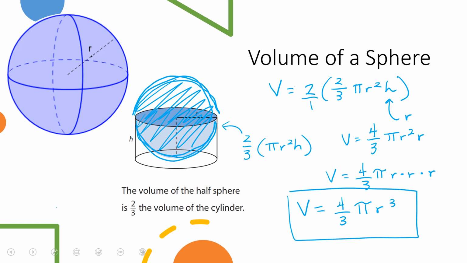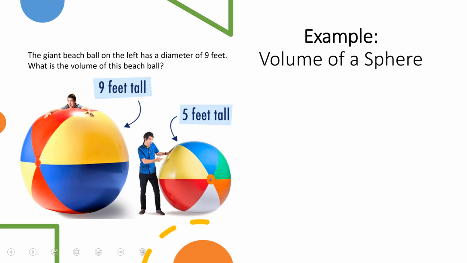All right, let's try an example problem. The giant beach ball on the left has a diameter of 9 feet. What is the volume of this beach ball? Okay, so we know that the diameter is 9 feet. We know that the volume of a sphere, the formula is 4/3 pi r cubed. But we're not given the radius, we're given the diameter. And you might remember that the diameter is 2 times the radius.